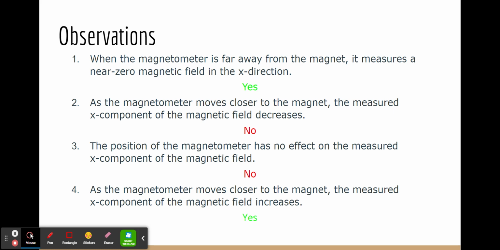The position of the magnetometer has no effect on the measured x component of the magnetic field. It changes, it's completely position dependent. As the magnetometer moves closer to the magnet, the measured x component increases. Yes, it's the opposite of 2.